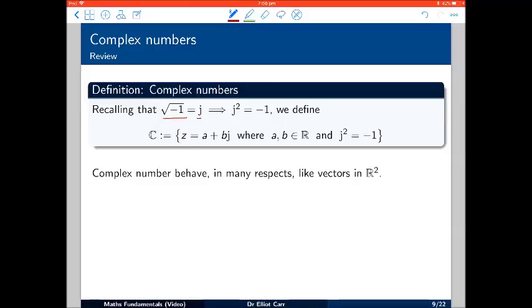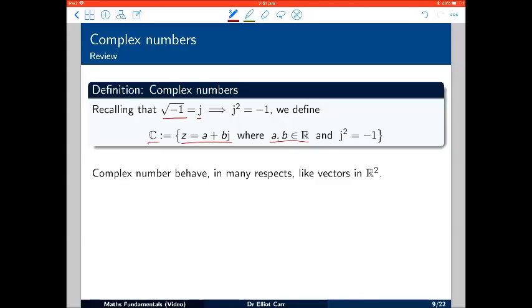A complex number is any number z which takes this form, where a and b are real numbers. So z = a + bj for any values of a and b. The set of all complex numbers is the set of all numbers in this form, z = a + bj, for all a and b an element of the reals.